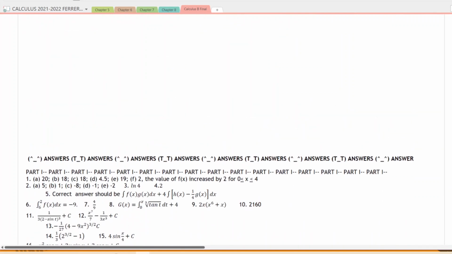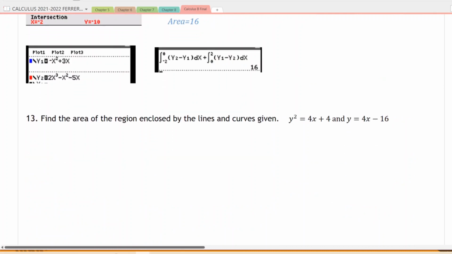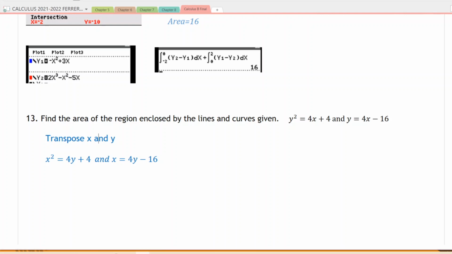review. Yes, number 13. Find the area enclosed by the lines and curves. So this one, I noticed that I have a square for the y. I have a y squared, and I don't like that very much. So I'm going to transpose this. I'm going to reflect this. Is a technical thing that's going on. So here we have x squared equals 4y plus 4, and x equals 4y minus 16. Now we have to solve for y.